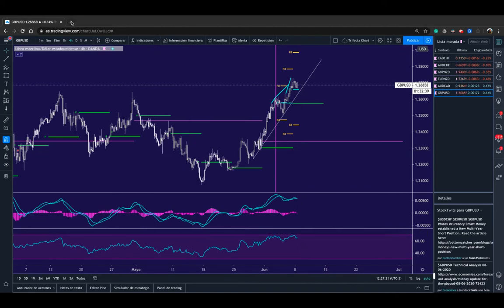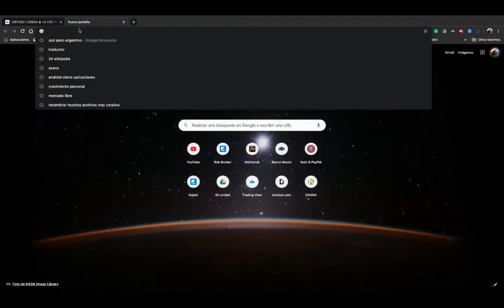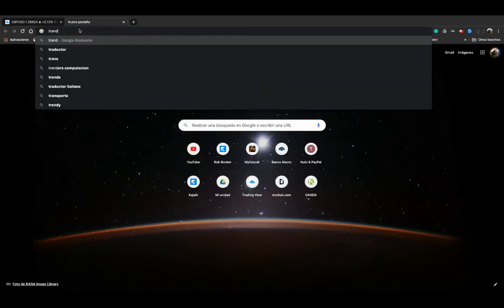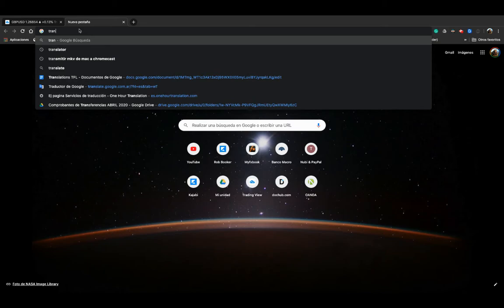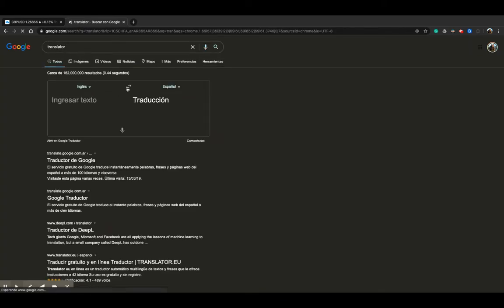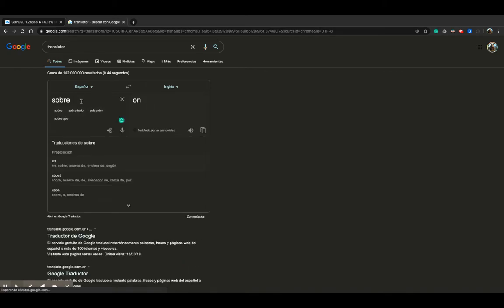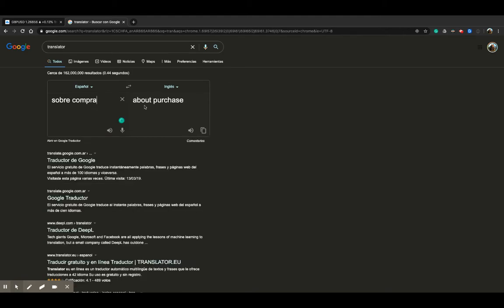Oversold or overbought? I'm going to look in the translator, because I think it's time to learn this in English. Sobre compra. Over purchase. Overbought. Okay.